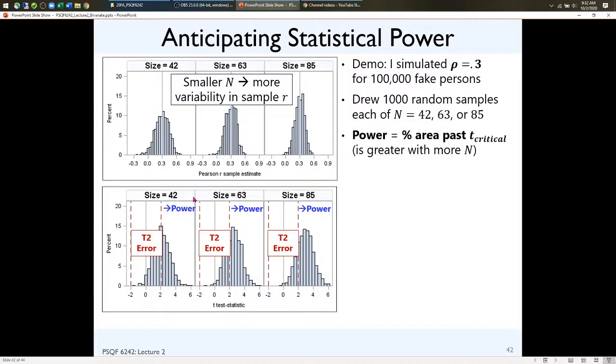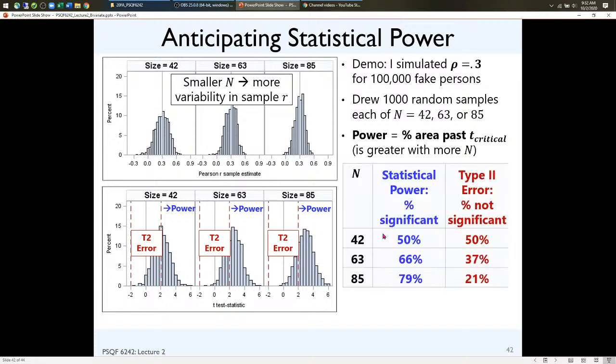And what you can see as we move across these sample sizes is that more and more of the distribution is on the power side and less of it is on the type 2 error side. More specifically, statistical power is 50% if I have 42 people given a correlation of .3. So half the time in any one sample, I would reject the null hypothesis or I would not reject. It's 50-50. The percentages of power increase as sample size increases, and the opposite of power, type 2 error, decreases.